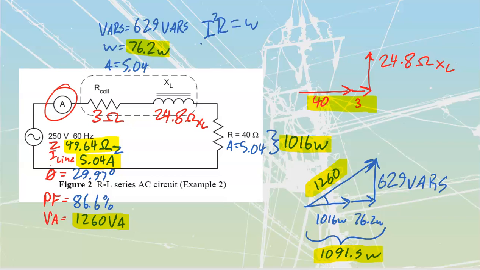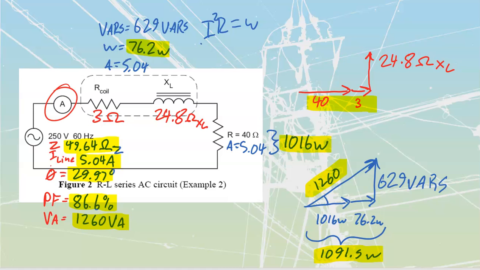Power factor of our entire circuit, absolutely, we have got that. The angle by which the line voltage leads the line current, or in other words, the complete power factor angle of our circuit, that's going to be this 29.97. So the very last section they're asking us about is what I've got for my reactor itself, the power factor of the coil.